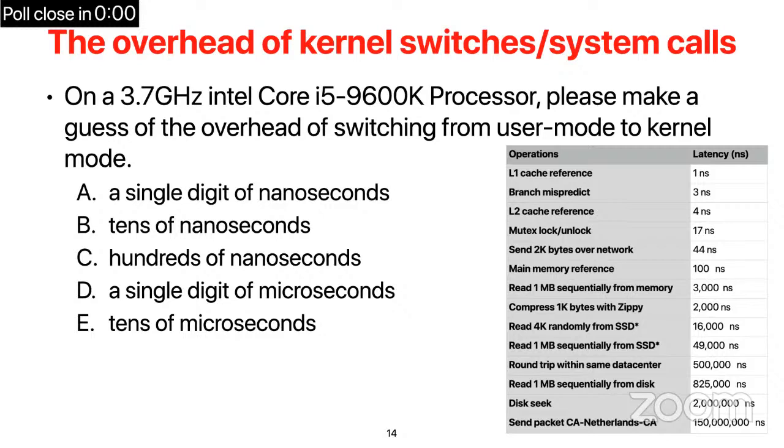So we think the answer is C, hundreds of nanoseconds, because when the OS switches from user mode to kernel mode, there is some context saving. So we need some mutex lock, unlock, and maybe some memory reference. So 17 nanoseconds and 100 nanoseconds, to get the answer of hundreds of nanoseconds. Right. So the right estimation here is about hundreds of nanoseconds because you think you need memory references, right?